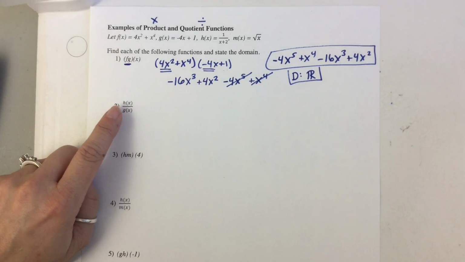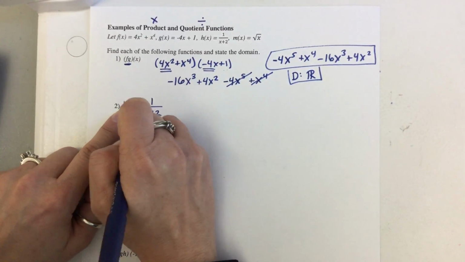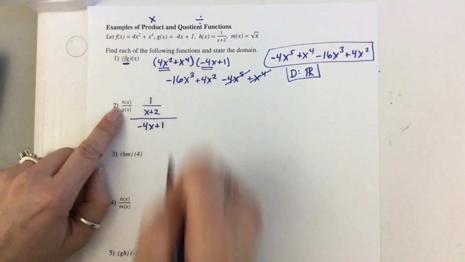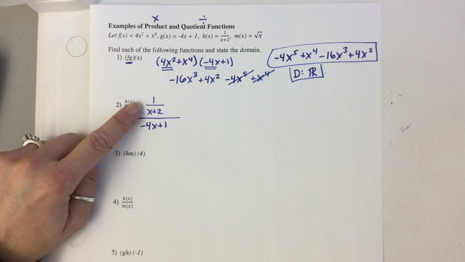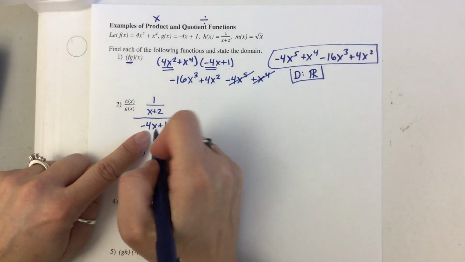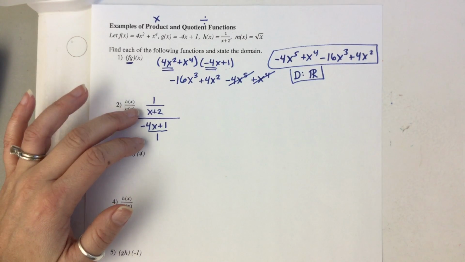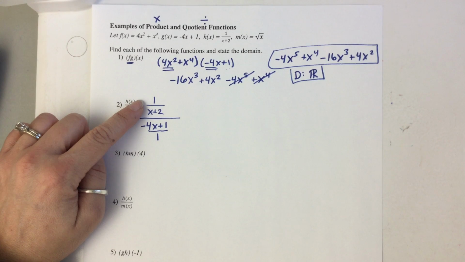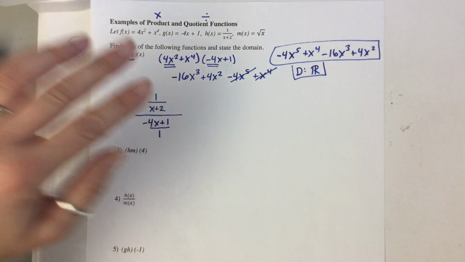Okay, next one. If we are dividing h of x, 1 over x plus 2, over g of x, -4x plus 1. Well, here's the deal, guys. You cannot divide fractions. So what we need to realize is that -4x plus 1 is the same thing as -4x plus 1 over 1. The reason why I did this is because I created what's called a complex fraction. We already had a fraction on the top, so oftentimes it's easier to make both the top and bottom a fraction. Now it's our good old skip, flip, multiply thing, okay?